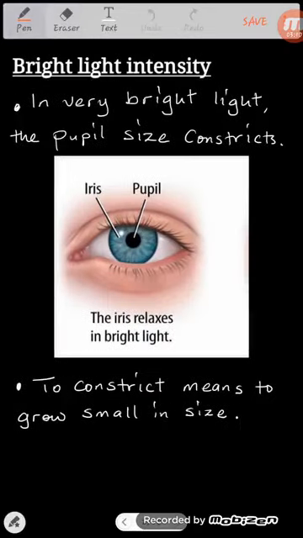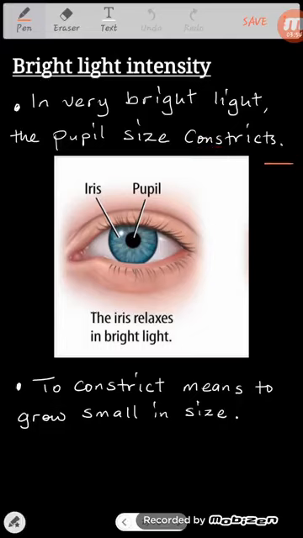So you must understand that when the light is very bright, the pupil size constricts. Okay? Remember that the word constrict means to become smaller in size. So, when a human being is subjected to a lot of light, when the light is very bright, the size of the pupil constricts. In other words, the size of the pupil becomes smaller. That becoming smaller of the pupil is what we call constricting.